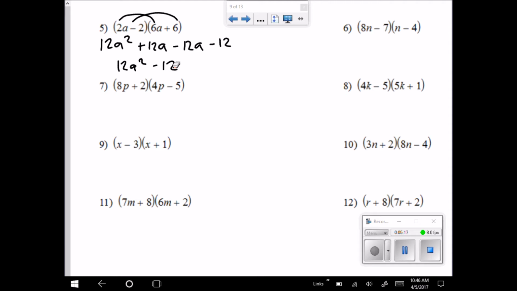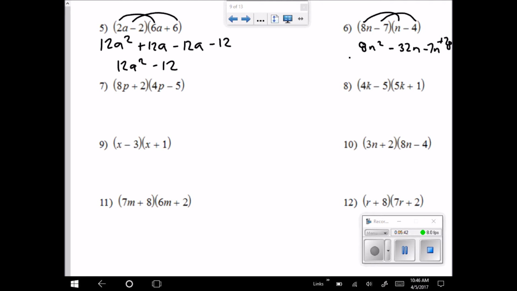Moving on to number 6. We have first 8n squared. Outer, 8n times negative 4 is going to be negative 32n. And then negative 7 times n is going to be negative 7n. And then last is going to be negative 7 times negative 4, which will be positive 28.